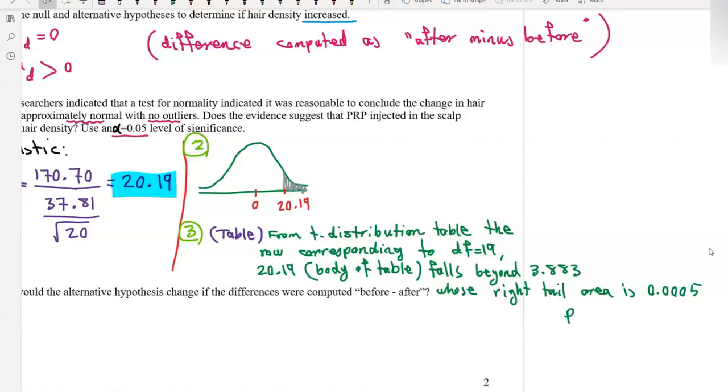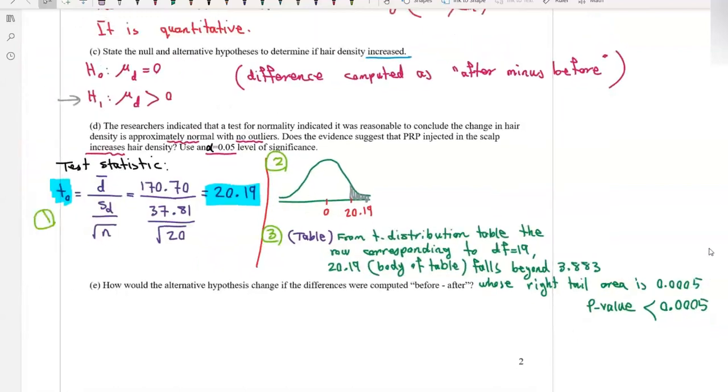Okay, this means our p-value is less than 0.0005. After that we can decide if we should reject null or not. So comparing this with alpha, obviously this 0.0005 is less than 0.05. So we have to reject null.